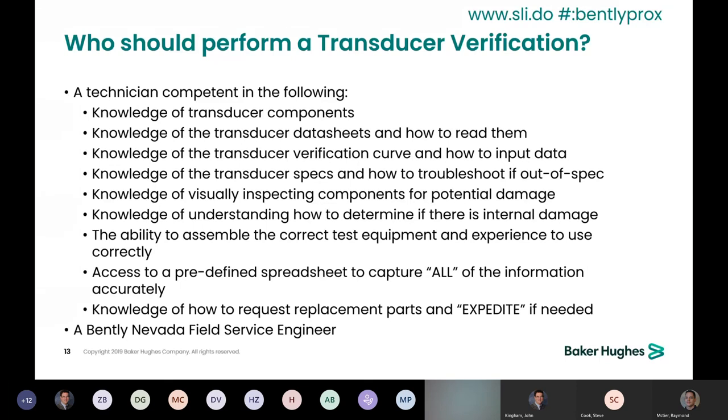The technician should have the knowledge of the transducer components, data sheets, how to set up the test equipment, and have access to calibrated equipment, understand the troubleshooting techniques when a curve is out of spec, and perform proper documentation procedures as described in this presentation. Bentley Nevada Services can provide field engineers with all of these characteristics shown here.